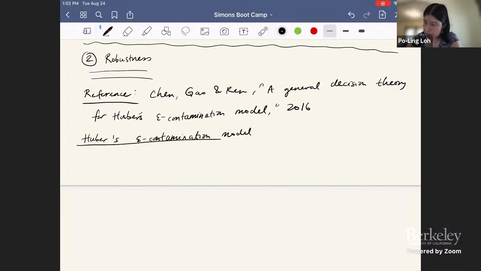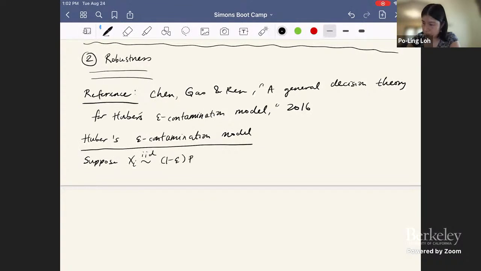So this was the most classical form of contamination model in robust statistics. So we suppose that we have IID observations from 1 minus epsilon p plus epsilon q. And the goal is to estimate theta of p, where q is an arbitrary contaminating distribution.